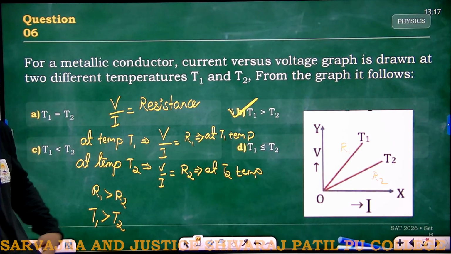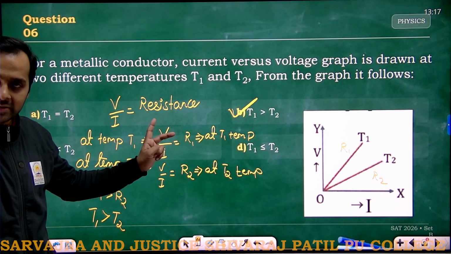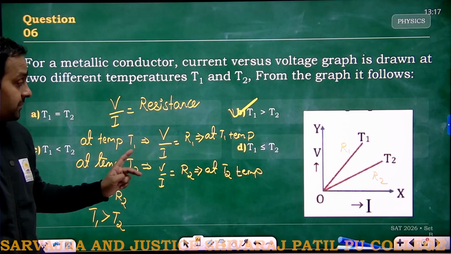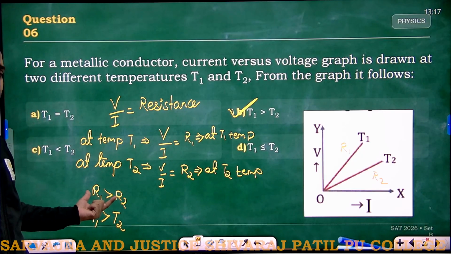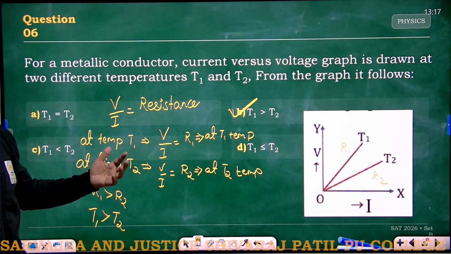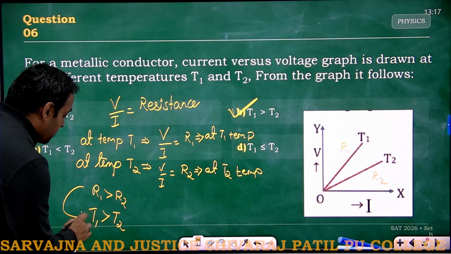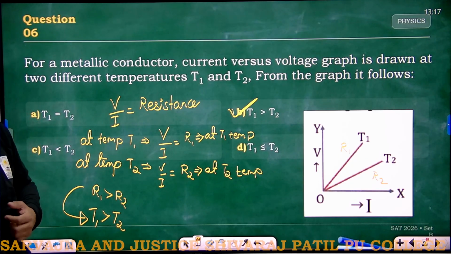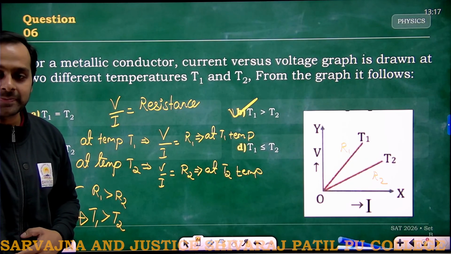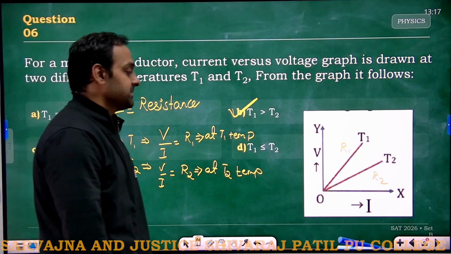Okay, what did we do? From the graph, we found the resistance at both temperatures, and from that we wrote the order of resistance: R1 should be more than R2. From there we inferred that temperature T1 will be more than temperature T2. Why? Because the resistance is directly proportional to temperature.